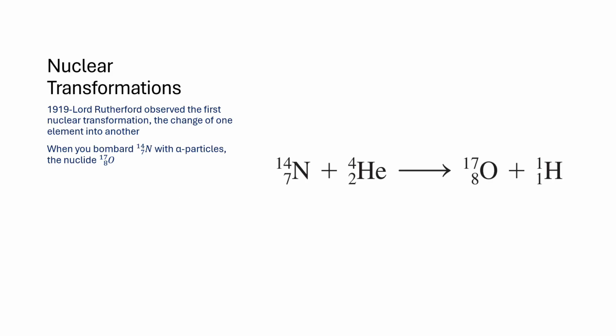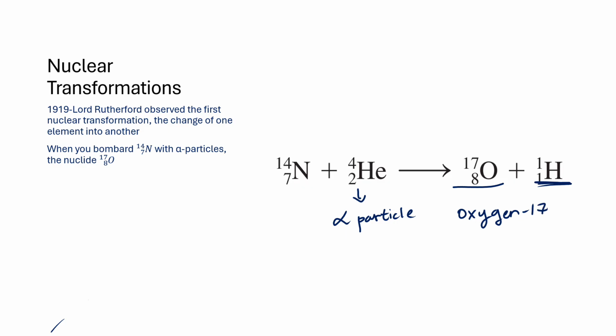Let's talk about nuclear transformations. In 1919, Lord Rutherford observed the first nuclear transformation, where one element is changed into another. Nitrogen-14 was bombarded with a helium nucleus. And what again is a helium nucleus? This is an alpha particle. It gets bombarded with a helium nucleus and turns into oxygen-17, and what is emitted is hydrogen.